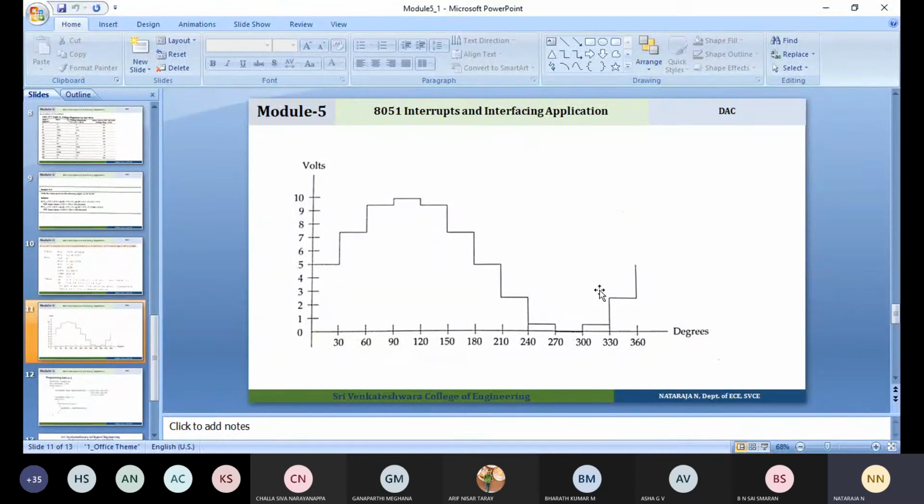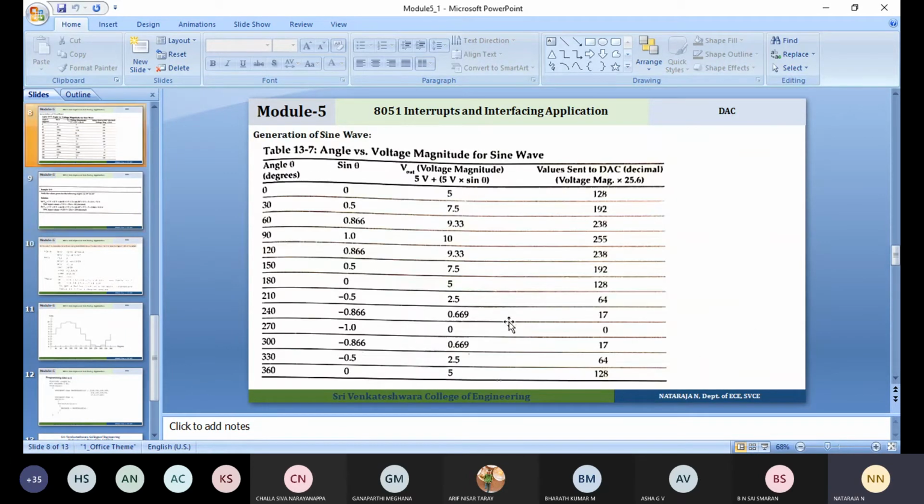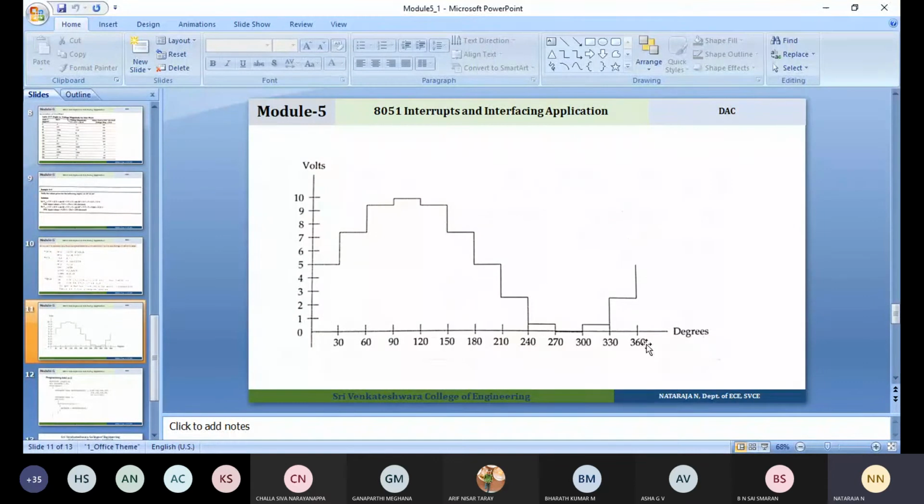If you want a still smoother curve, to get a better looking sine wave, regenerate table 13.7 for 2 degree angles. Each angle will step by 2, meaning 0 degree, 2 degree, 4 degree, 6 degree, 8 degree, like that. If you do this, you will get a smooth curve of your sinusoidal signal. Am I right? Now we have the degree difference with respect to 0 to 30 degree.